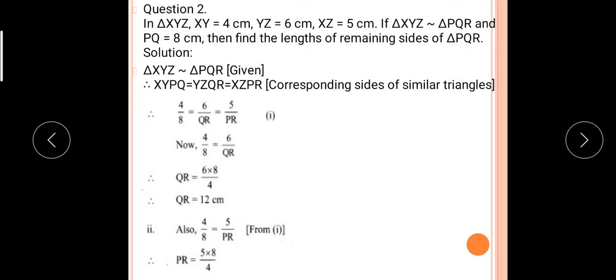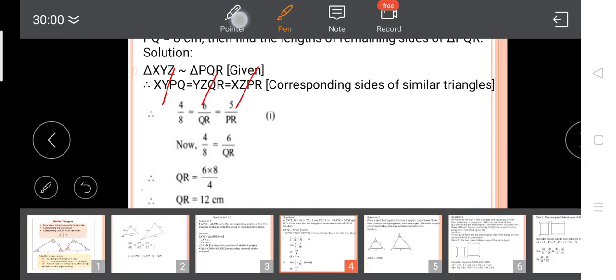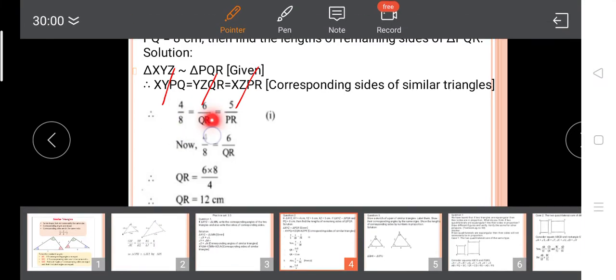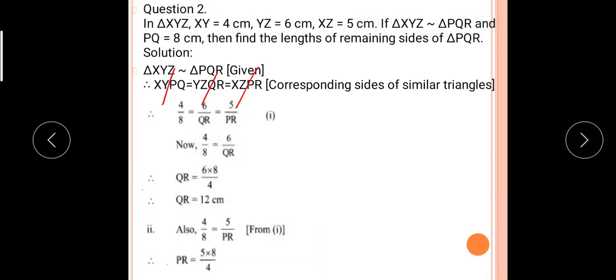The remaining sides. XY upon PQ, again here remember students, XY upon PQ is equal to YZ upon QR is equal to XZ upon PR. So 4 upon 8, because what is given? XY is 4 and PQ is 8. Therefore 4 upon 8 is equal to 6 upon QR is equal to 5 upon PR. 4 upon 8 is 1 by 2, and therefore what can we find out? By cross multiplication you can easily find QR is equal to 6 into 8 divided by 4, or you can find it by taking a ratio also. What will you get? QR.